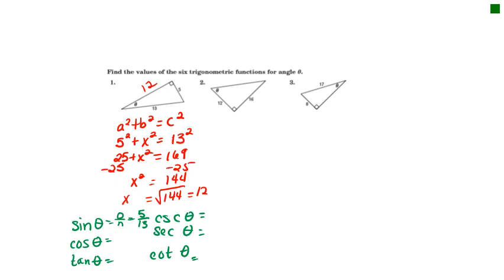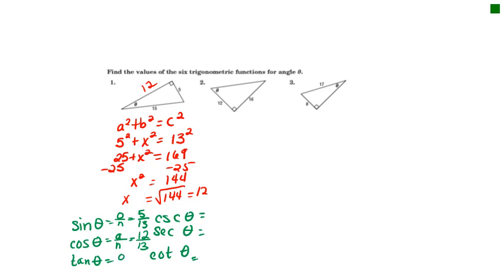Cosine is adjacent over hypotenuse. The adjacent side is going to be the 12. Okay, so the 12 is adjacent because it's attached to theta. So that's going to be 12 over 13. Remember, 13 is my hypotenuse because it's across from the right angle. So right angle, 13, that's my hypotenuse.